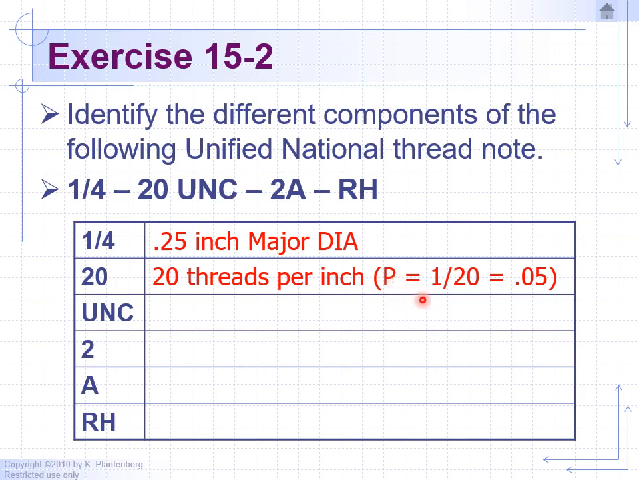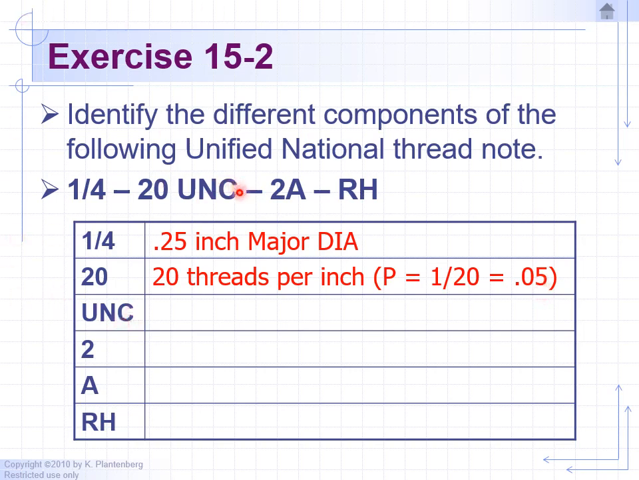Now, what is the distance between the threads? That's the pitch. All you have to do is take 1 divided by 20. There's 20 threads per inch. So if you take the inverse, 1 over 20, the threads are 0.05 inches apart.